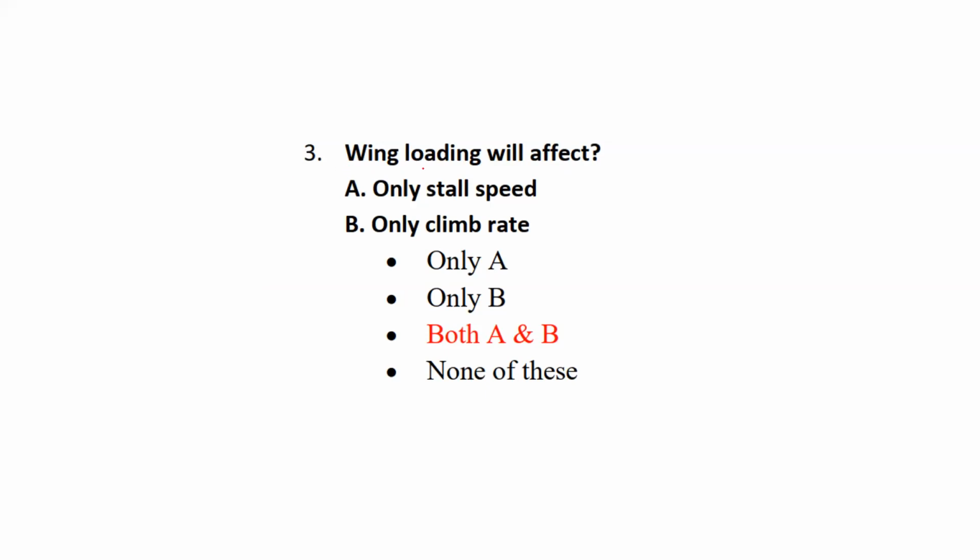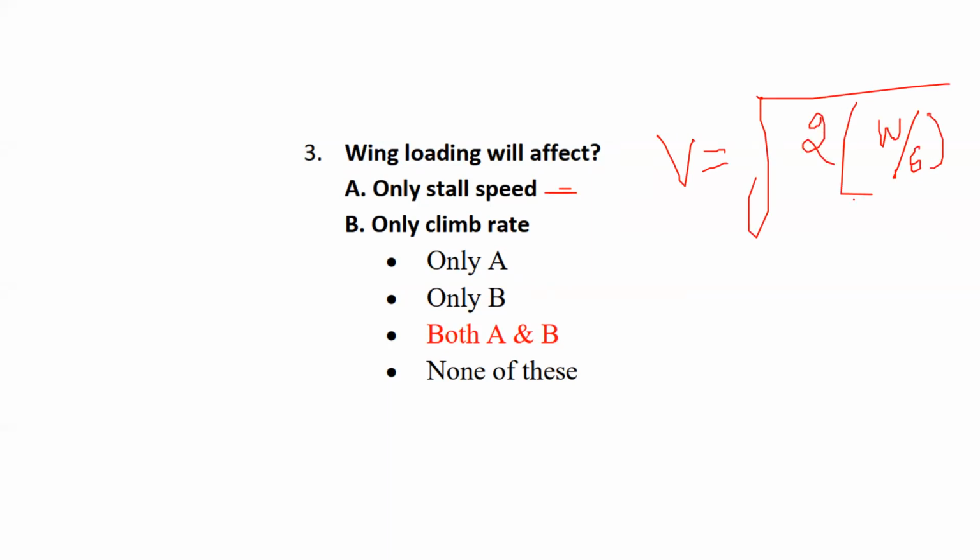All right. So the next question is, will wing loading affect only stall speed, or only climb rate? The answer is both. Now, most of you will know why stall speed, because V stall equals the square root of 2 W by S upon rho CL max. And why climb rate?